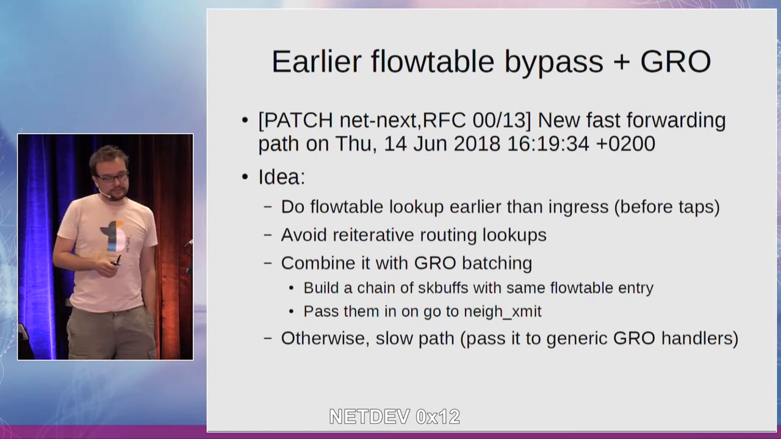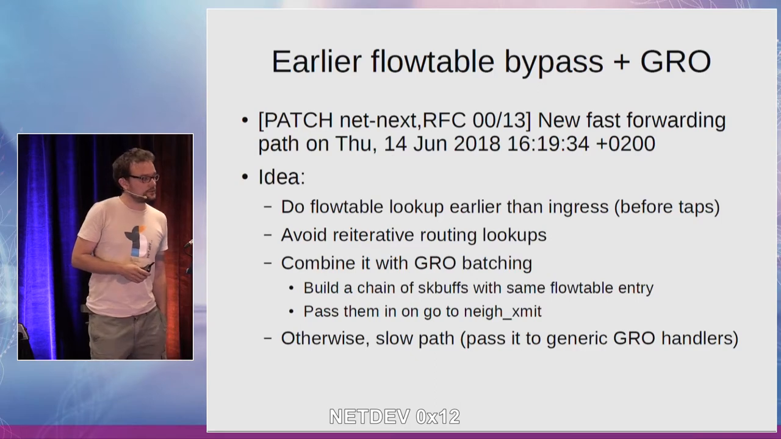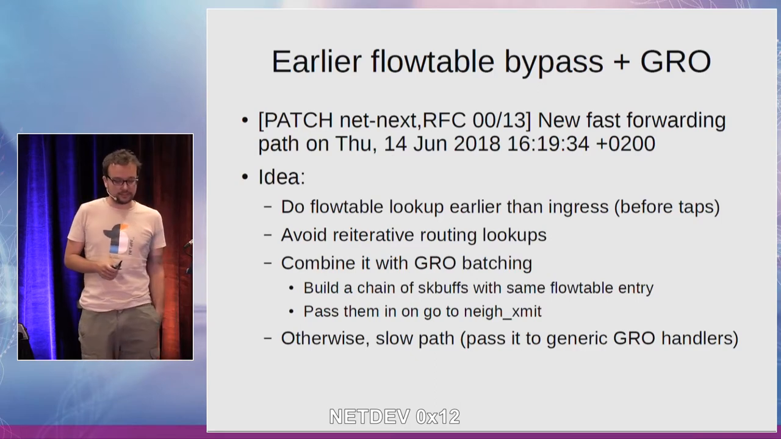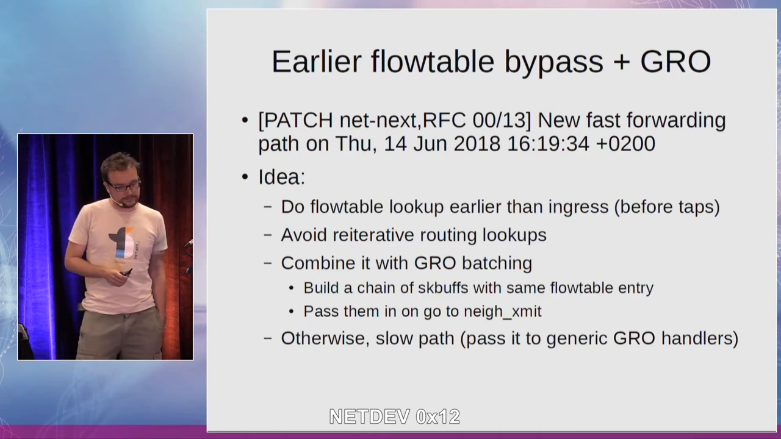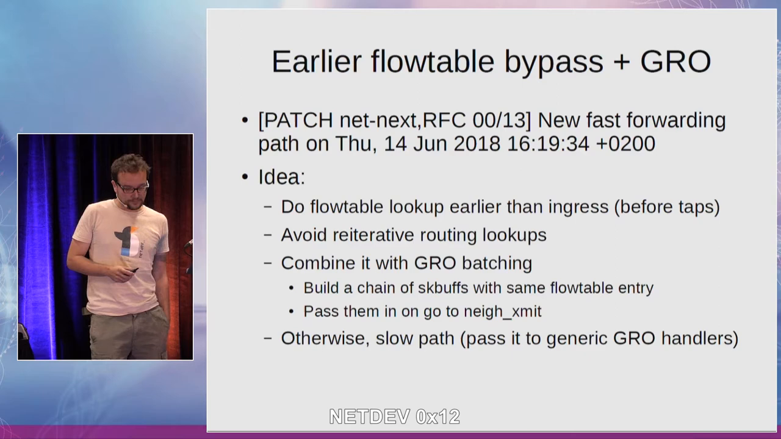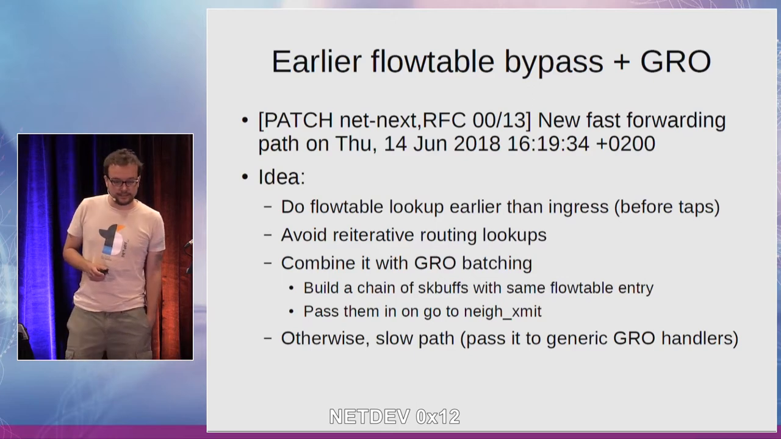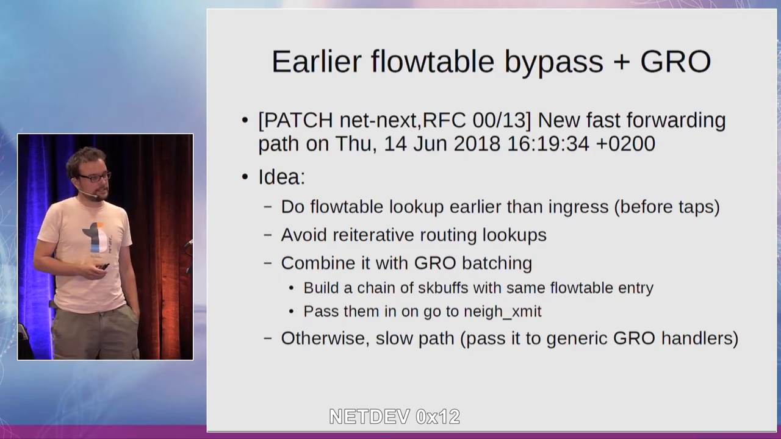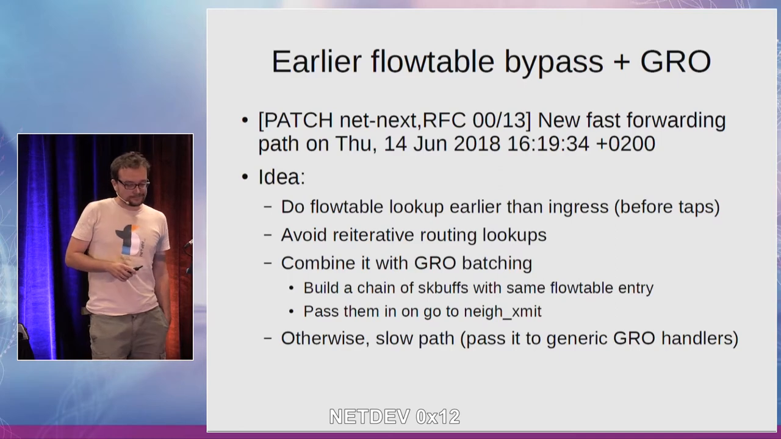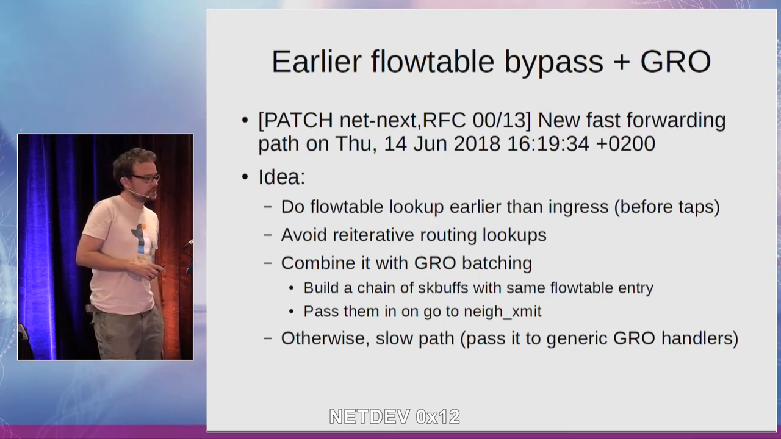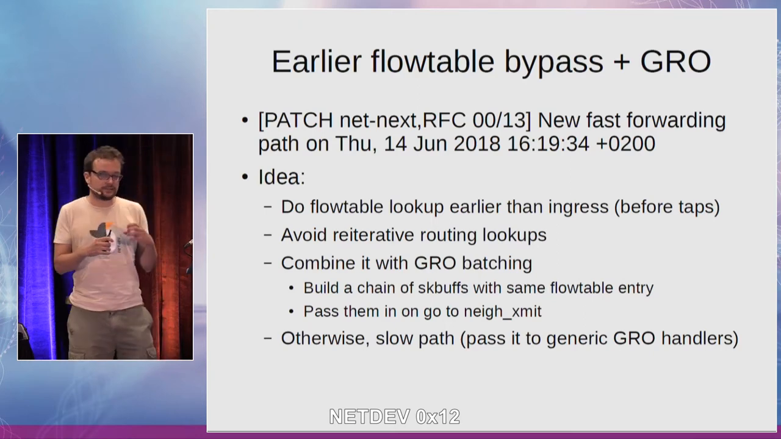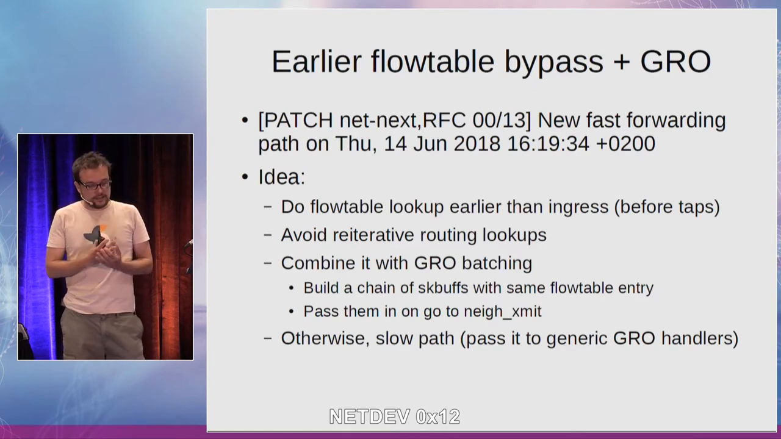Yes, and another derivative work related to the flow table infrastructure is a patch set that was sent just weeks ago. That is providing a new fast forwarding path. So basically, the idea is to do the lookup even earlier, not at ingress, but from the GRO layer. So it's way before the taps. And the overall idea is to avoid repeated routing lookups and combine it with a GRO engine, so we could do batching. Basically the idea is to create a chain of skbuffs and then pass this chain to the neighbor xmit path.